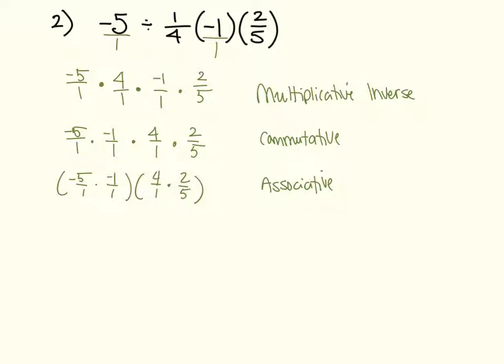-5 times a -1 ends in a +5, which is over 1. The 4 times the 2 is 8. 1 times the 5 is 5. If we multiply straight across, 5 times 8 is 40. 1 times 5 is 5. Just divide. 40 divided by 5 is 8. Our answer is 8. Okay, let's do one more problem.